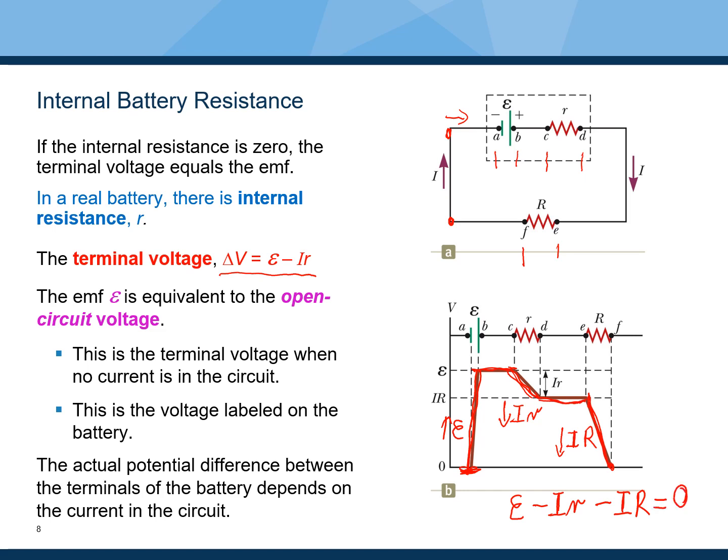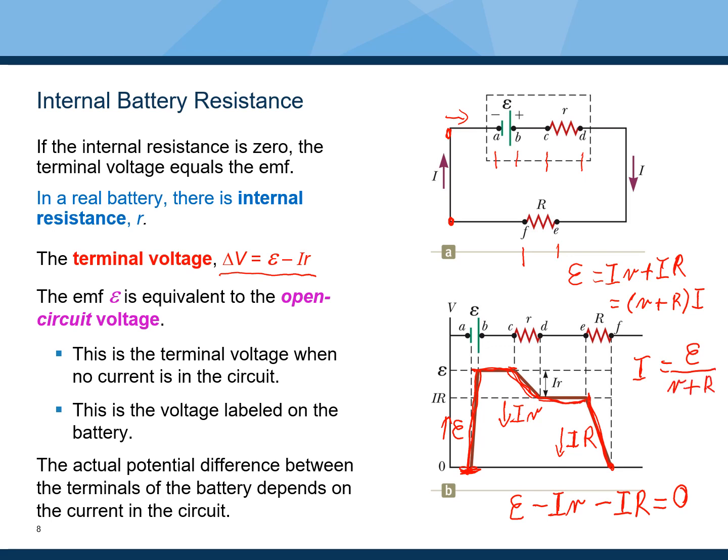This actually allows us to obtain the current flow in the circuit. So we can say that E is equal to I times little r plus I times big R, and that is equal to little r plus big R times I, and that gives us the current I, which is equal to the EMF divided by little r plus big R.